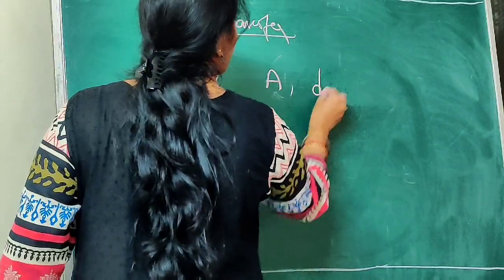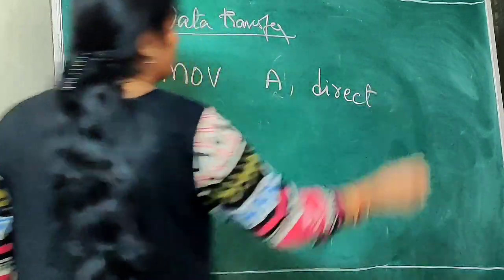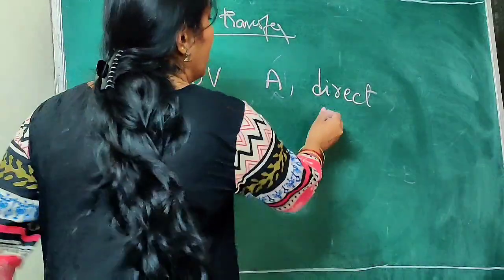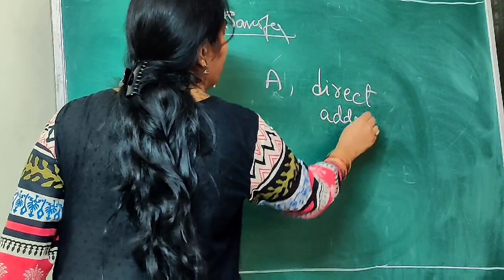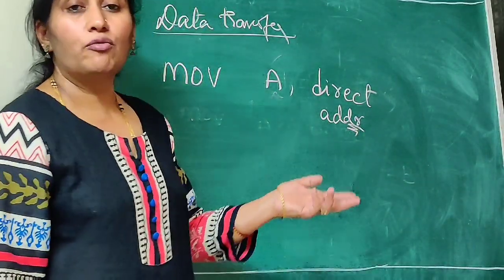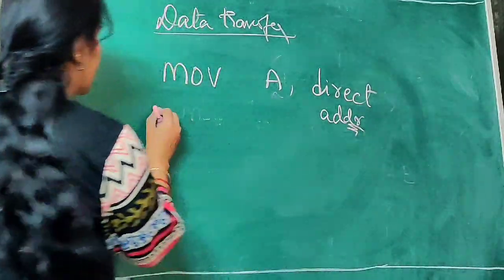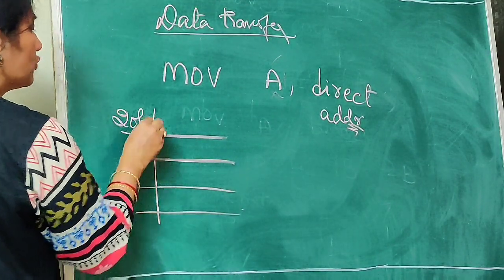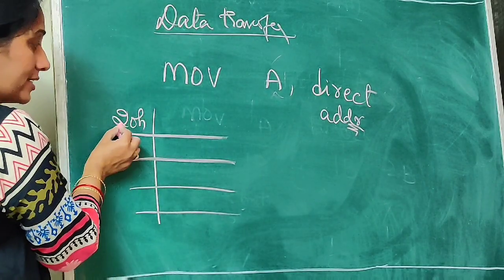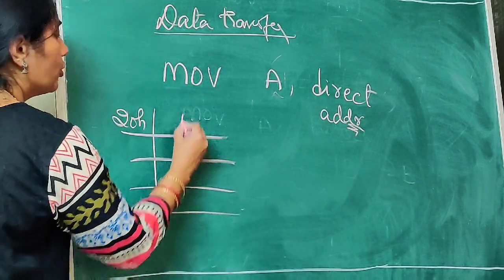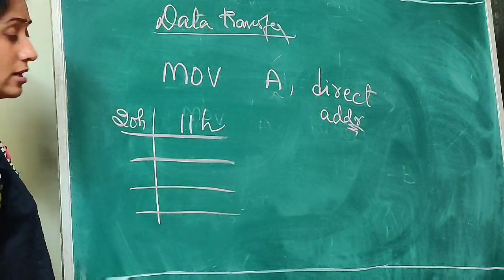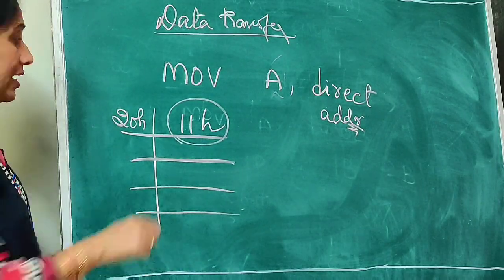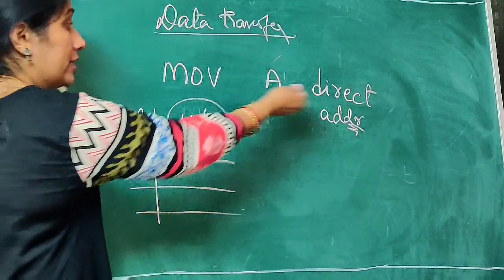Next one. Move A comma direct. What does it mean? Here direct means I am going to give the address of the memory location where I have stored the data. Say for example, this is going to be the memory, and let me take the address 20 hex. This is the address of this particular line, 20 hex, and I am going to load certain data, say 11 hex. I want to copy this particular 11 hex in the accumulator by using this instruction.